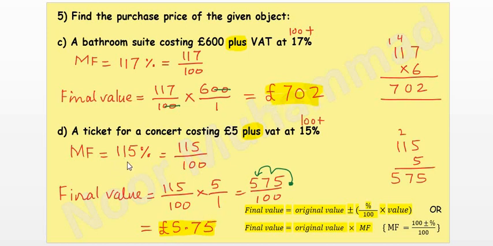Here you can see I multiplied 115 out of 100, because this was the multiplying factor, by 5. Now I didn't simplify any of the numbers. I just multiplied 115 by 5 in the rough work. And then because it was being divided by 100 in the denominator, I moved the decimal 2 places to the left and got the final answer 5.75 pounds.